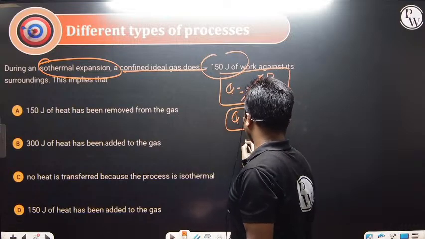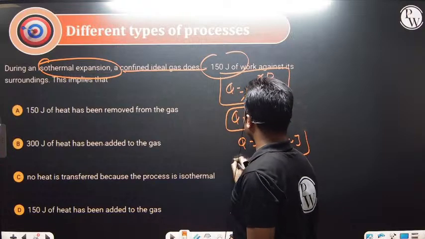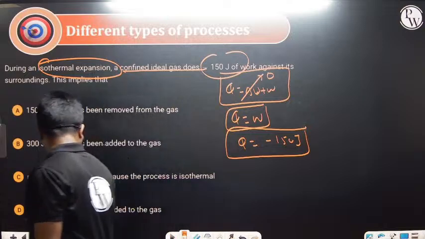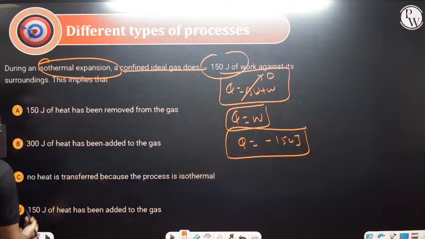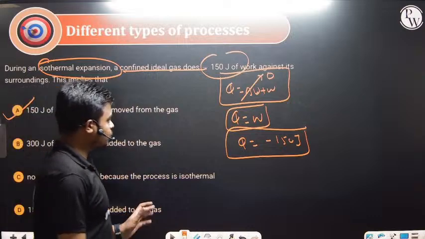So Q is equal to W we will write. So how much is W? That is minus 150 joule. So minus 150 joule is there. So heat will be rejected, or heat has been removed by the gas. If it is added to the gas, this will be plus 150.